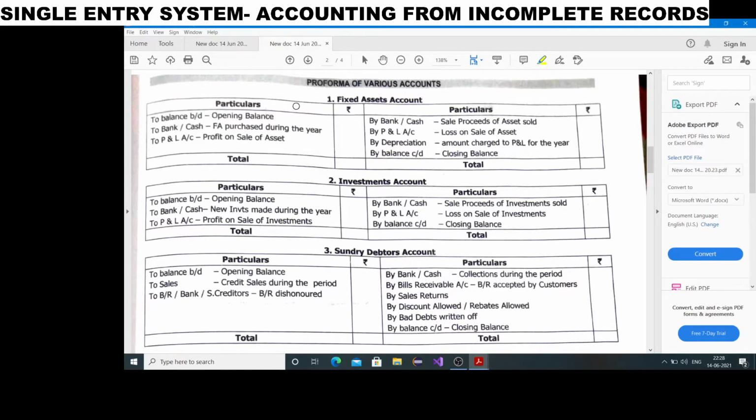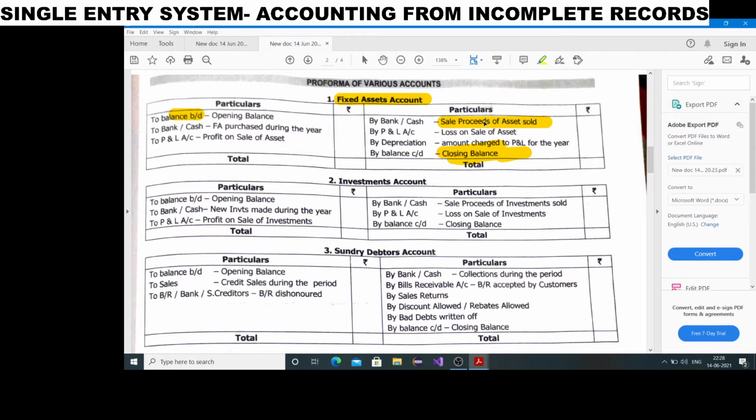For example, in the question you are given the opening balance of fixed assets, and you have to find the closing balance. Or, for example, you are given the closing balance, and you have to find the amount of assets purchased or sold during the year. For example, it is given the sale proceeds of assets. So you write by bank or cash, because when you sell, the asset is credited, so cash or bank account debited to fixed assets account.